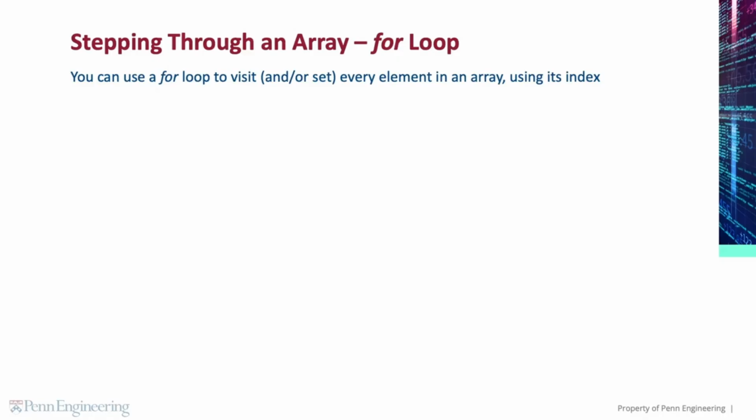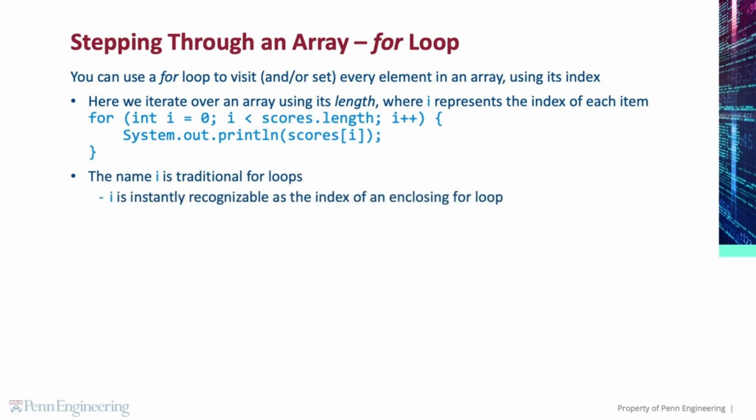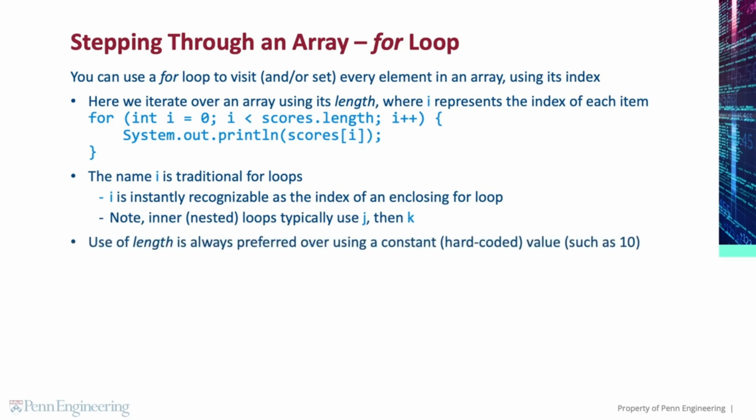You can use a for loop to visit and/or set every element in an array using its index. Here we iterate over an array using its length, where i represents the index of each item. The name i is traditional for loops. i is instantly recognizable as the index of an enclosing for loop. Note, inner or nested loops typically use j, then k. Use of length is always preferred over using a constant or hard-coded value, such as 10. Try not to do this.